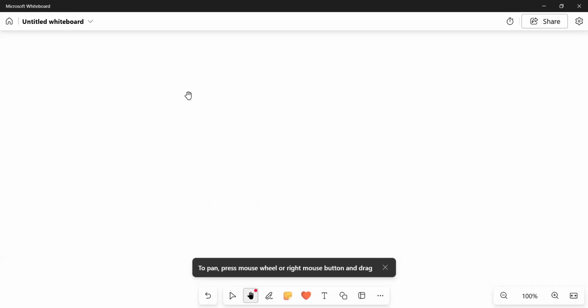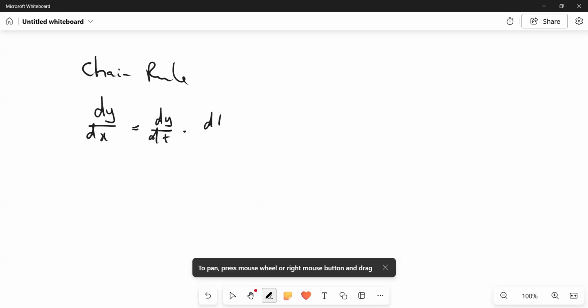If we were to remember the chain rule, you can actually use the chain rule. You want to find dy/dx. That would be equal to dy/dt times dt/dx. You see that, the chain? It's as though this cancels with that and you're left with dy/dx.